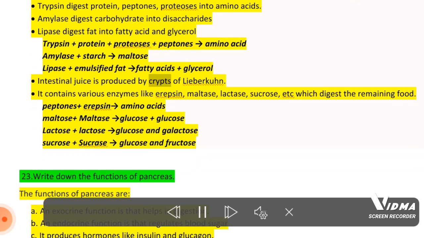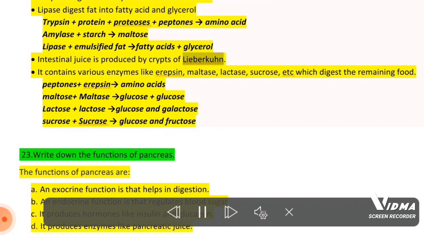Intestinal juice is produced by crypts of Lieberkühn. It contains various enzymes like erepsin, maltase, lactase, sucrase, etc., which digest the remaining food. Peptones plus erepsin gives amino acids. Maltose plus maltase gives glucose plus glucose. Lactose plus lactase gives glucose and galactose. Sucrose plus sucrase gives glucose and fructose.